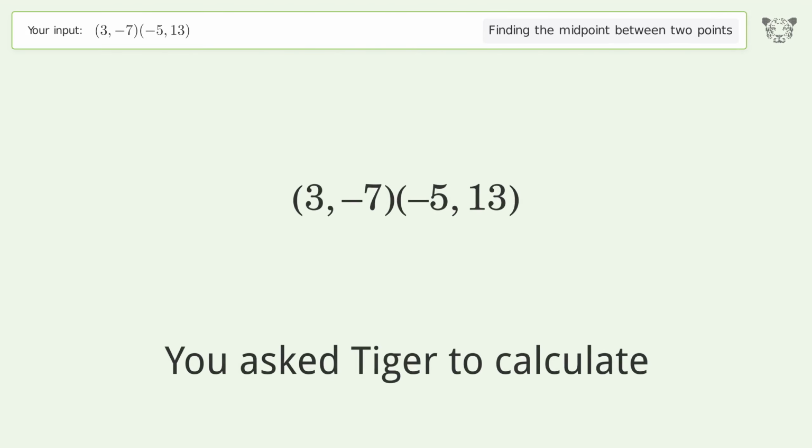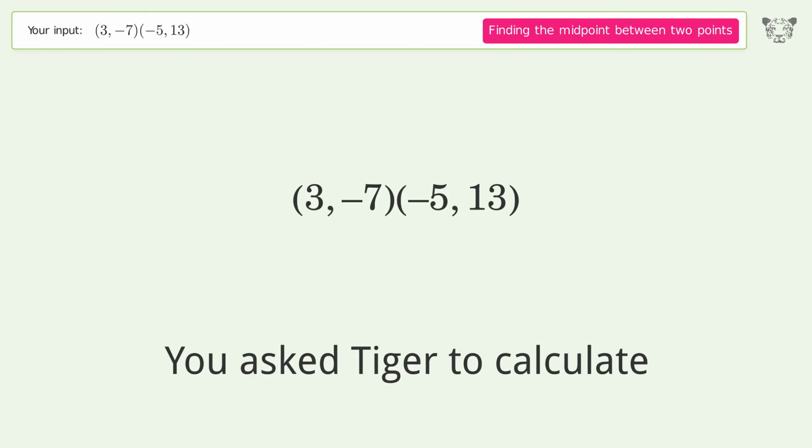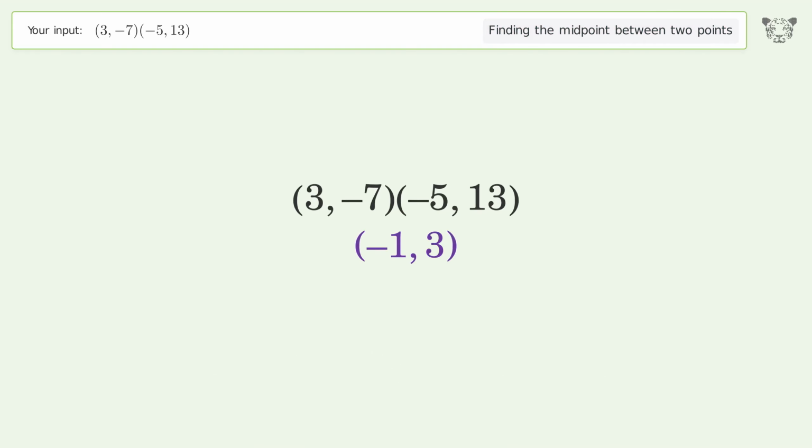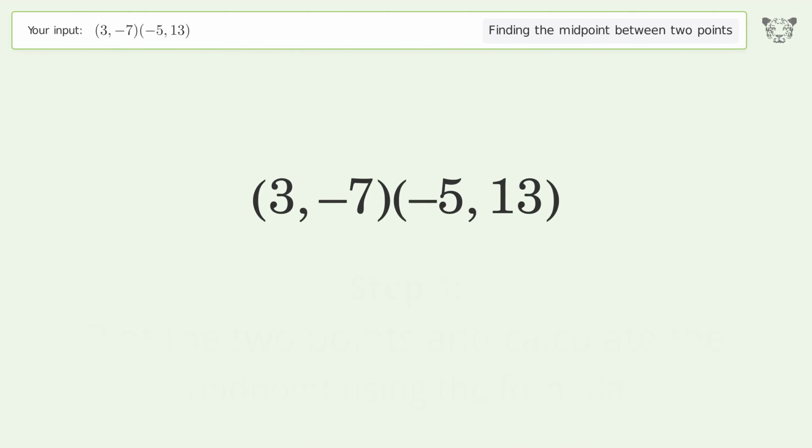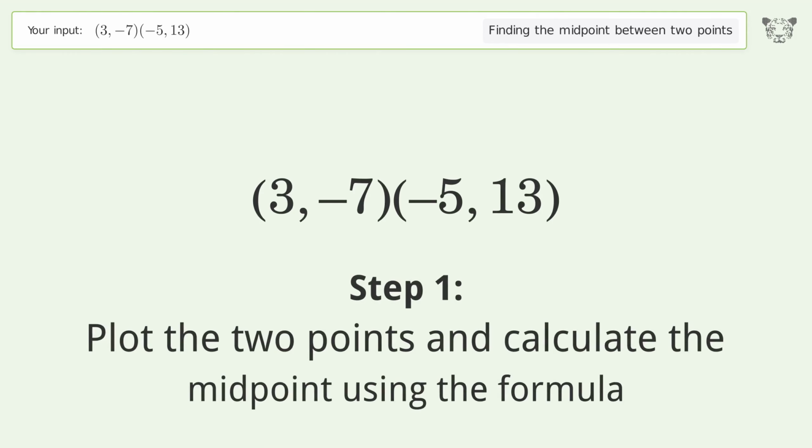You ask Tiger to calculate. This deals with finding the midpoint between 2 points. The midpoint between the 2 points is -1, 3. Let's solve it step by step. Plot the 2 points and calculate the midpoint using the formula.